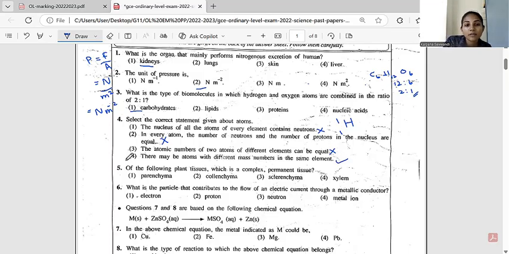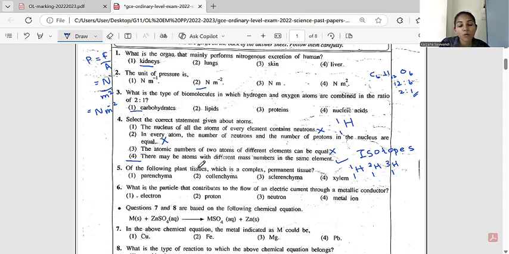It's correct. When we consider isotopes, isotopes have that feature. Hydrogen has 3 isotopes: protium, deuterium, and tritium. So it has what we call different mass numbers. So we call these kinds of combinations isotopes.